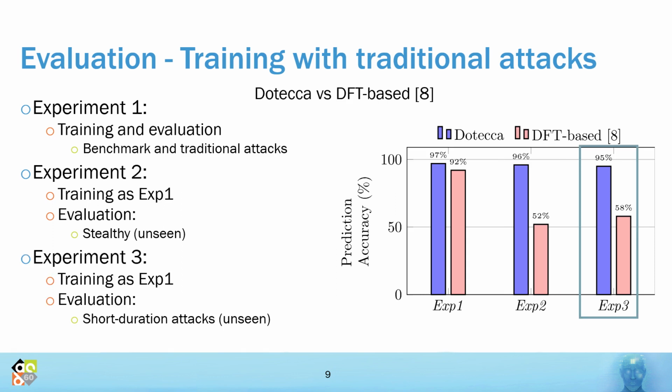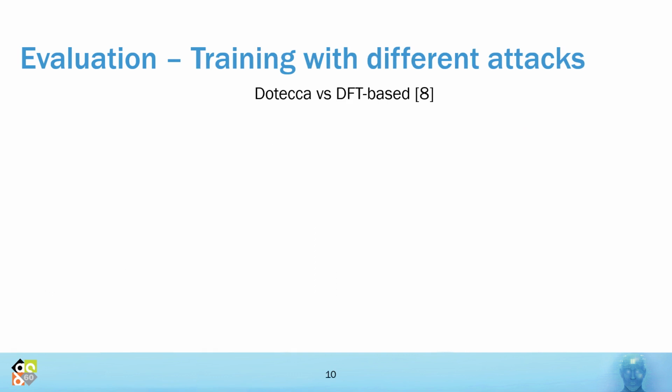Similarly, in experiment 3, we keep the same training dataset, but now evaluate against our short-duration attacks. Once again, our model was able to generalize greatly to this new attack variant, but the state-of-the-art solution failed to do so. In summary, when training only with traditional attacks, our time domain solution is much better at generalizing to the unseen variants than the DFT-based approach. Now, for the remaining experiments, we expand the training dataset to include information about other attacks.